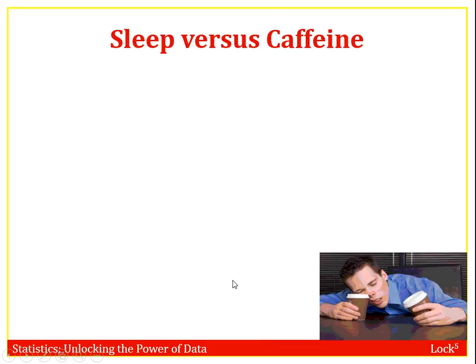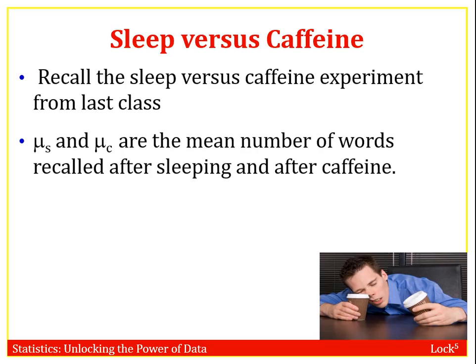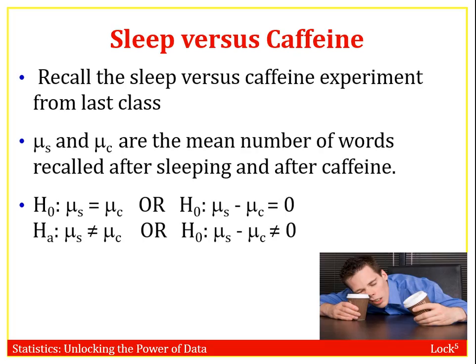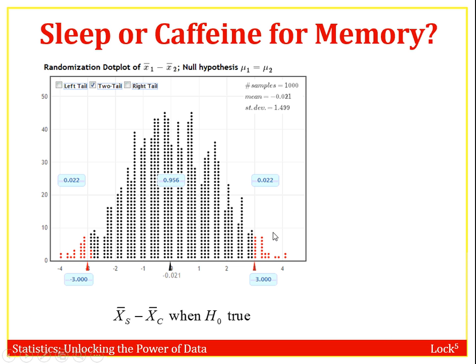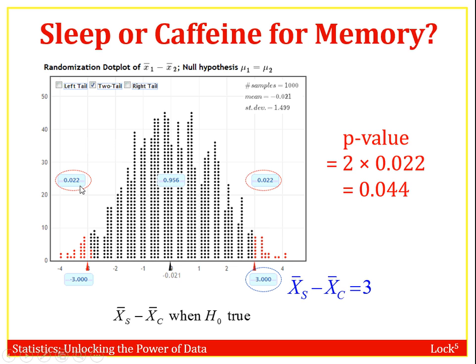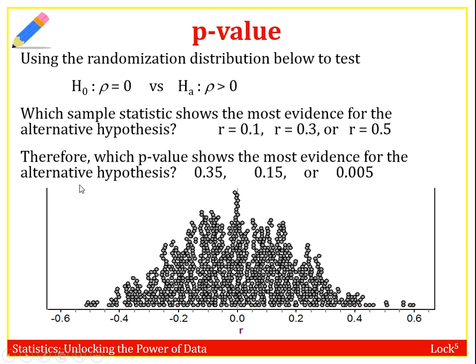So let's go back to the sleep and caffeine. So these are the null and alternative hypotheses. We two-tail because of the not equal to. So let's find our p-value. Looking at StatKey, running it, we would get this here. Two-tail, we had 3, so you go to 3, and it's the area that's over here, which is 0.022, and the area that's over here, 0.022. So that's a total area of 0.044.